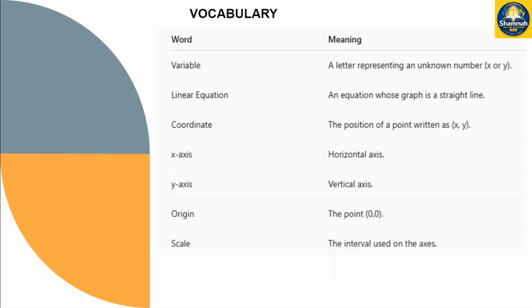Next, the x-axis. The x-axis is simply the horizontal axis. The y-axis is simply the vertical axis. Origin. The origin is simply the point where the ordered pair is (0, 0). Scale. Scale is simply the interval used on the axis.